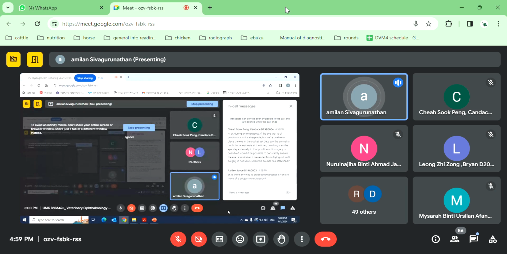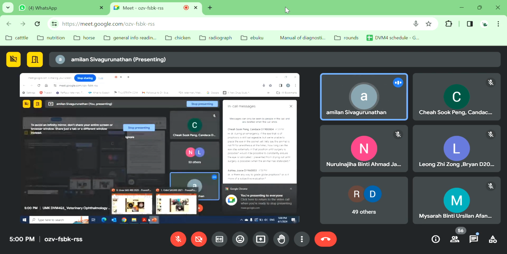And is there any way to grade globe proptosis, or is it more of a subjective evaluation? No, it's very objective. It's not subjective. Globe proptosis, as I showed you earlier, is very objective. Where's that slide?